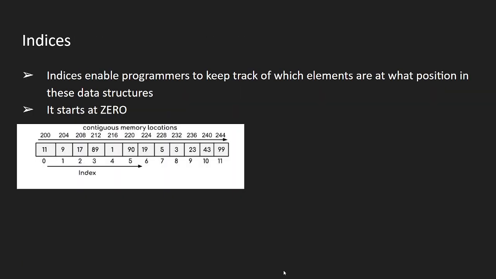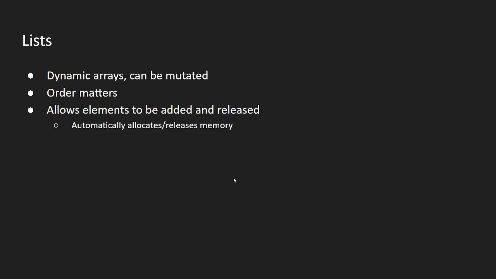So, first let's look at indices. We already learned about these when we were looking at strings. Indices help programmers track elements. So in this list or whatever data structure this is, the index is 0 and there's some value 11 stored there. And these are contiguous memory locations. We don't need to know about those right now. So we can just worry about the indexes. They start at 0 and go on for the length of whatever data structure it is.